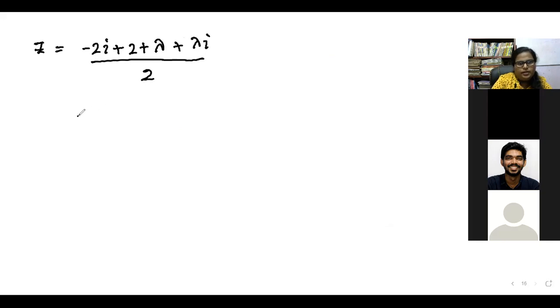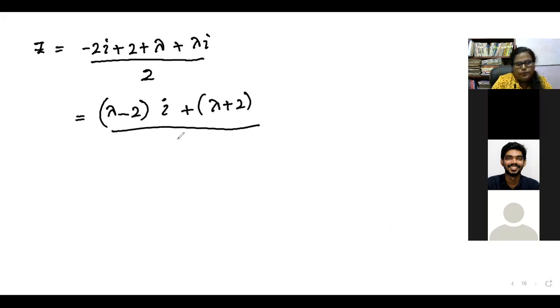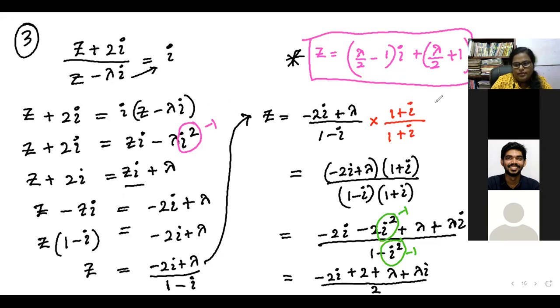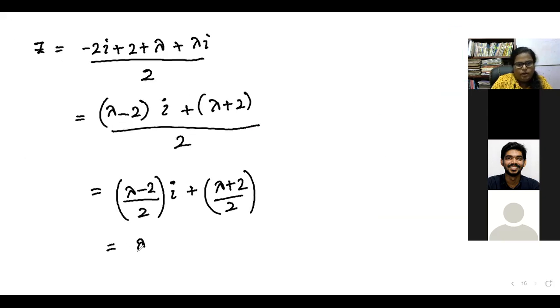So we can simplify the lambda i terms and real terms together. You can write this one as lambda minus 2i plus lambda plus 2, divided by 2. So we can simplify this one as lambda minus 2, this 2 is common for both terms. So we can write this one as i plus lambda plus 2 divided by 2. The result that we have to prove is the same one. You can write this one as lambda over 2 minus 1 i plus lambda over 2 plus 1.